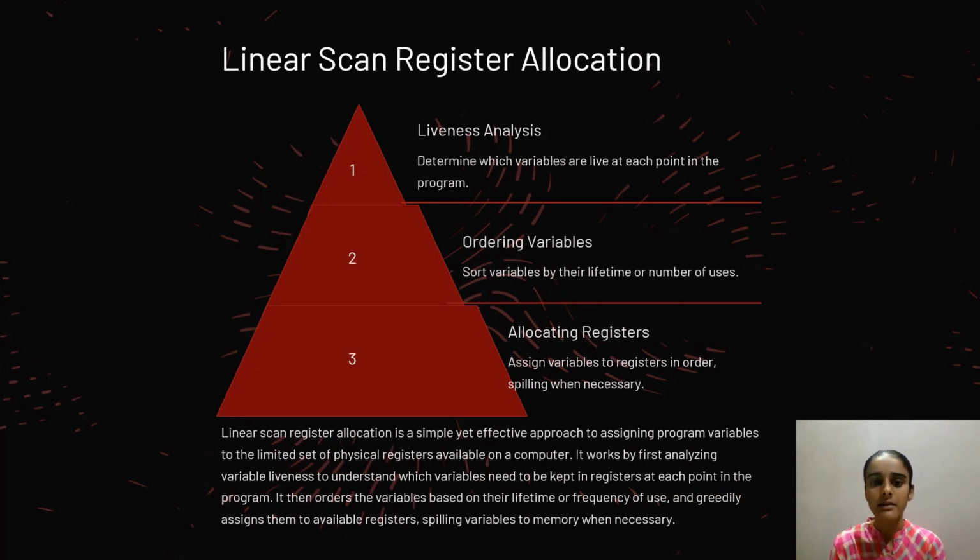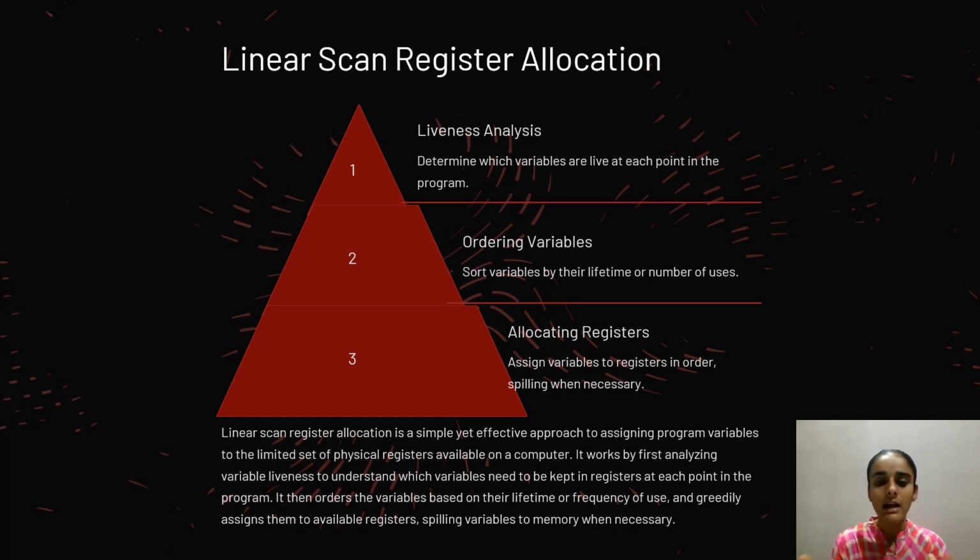Linear scan register allocation. There are three steps. Liveness analysis. Determine which variables are live at each point in the program. Ordering variables. Sort variables by lifetime or number of uses. Allocating registers. Assigning variables to the registers in order, spilling when necessary.